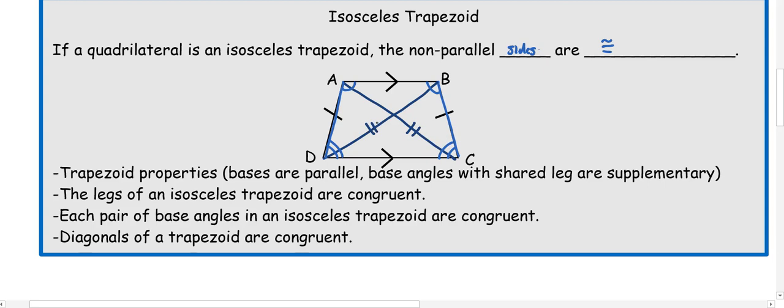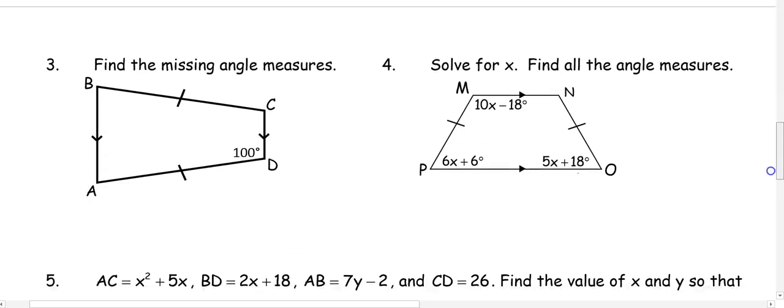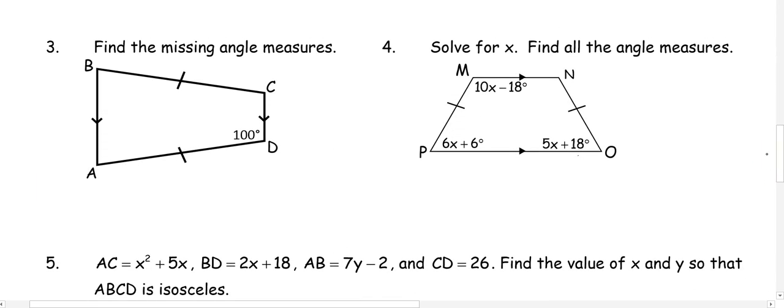So let's use these properties to solve for a variable. Number 3, find the missing angles. So we know we have our parallel sides, which are our bases. So B is congruent to A, and C is congruent to D. So right away we know that C is 100.